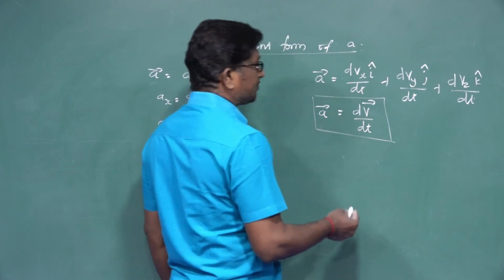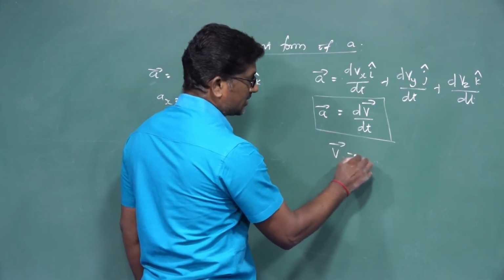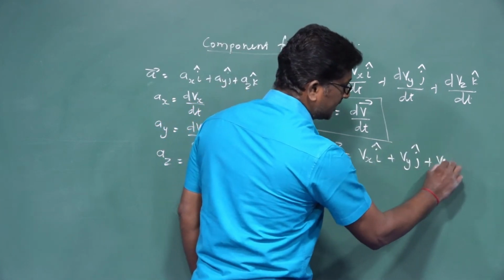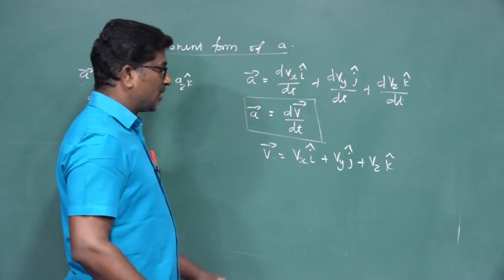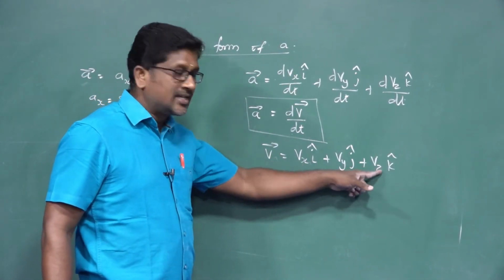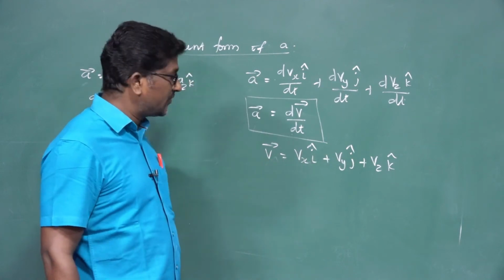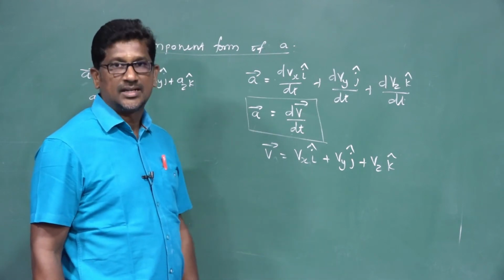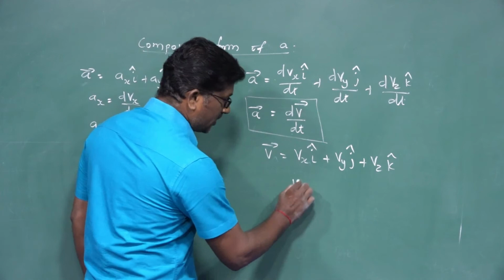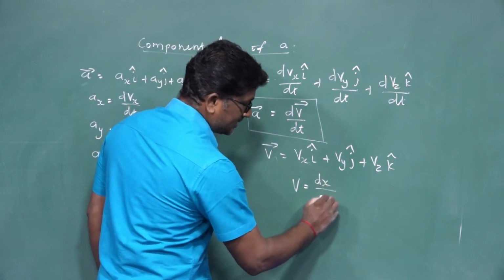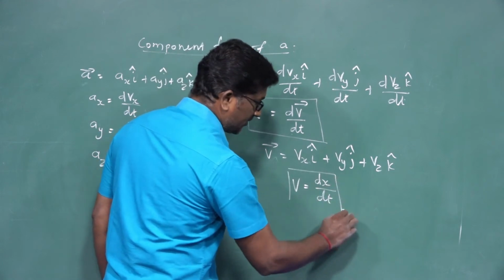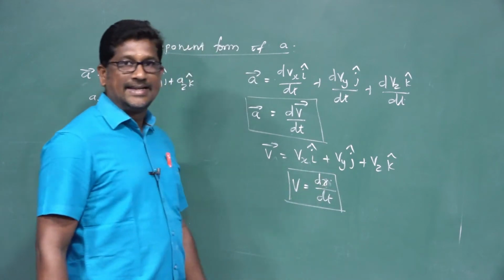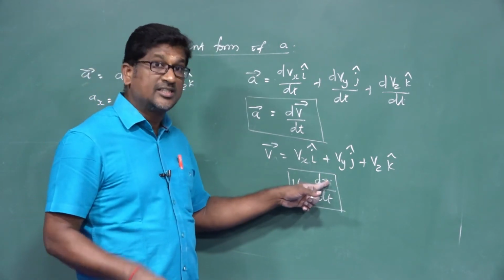Okay, and next we know that V vector is equal to Vx i cap plus Vy j cap plus Vz k cap, right? So what are Vx, Vy and Vz? Scalar components of V vector. Generally what is velocity? Velocity is nothing but the rate of change of displacement, right? So V is equal to dx divided by dt, or dr divided by dt. Here r is a position vector.